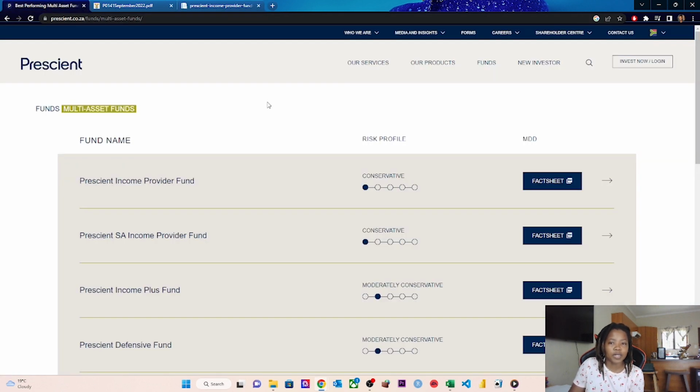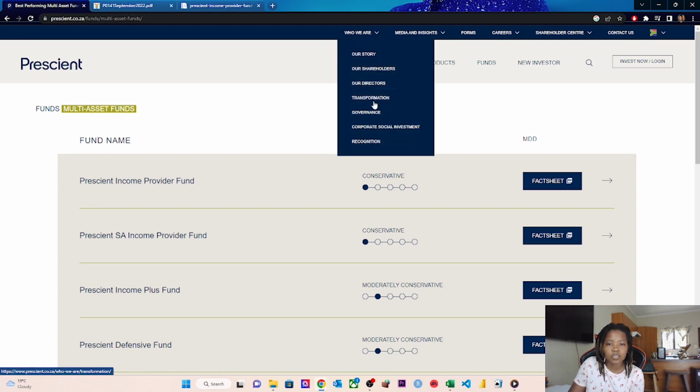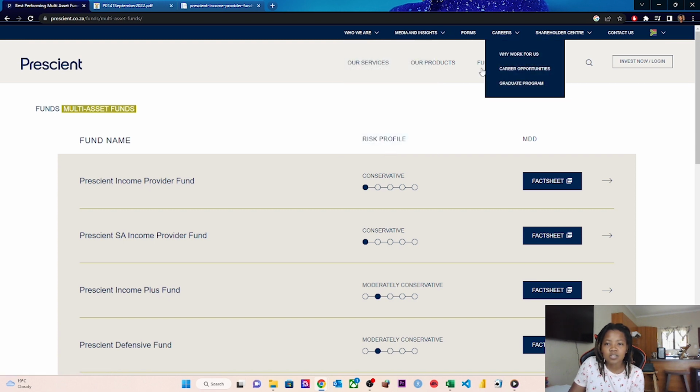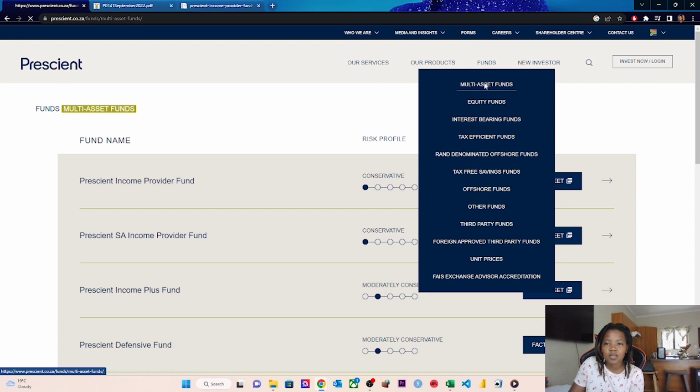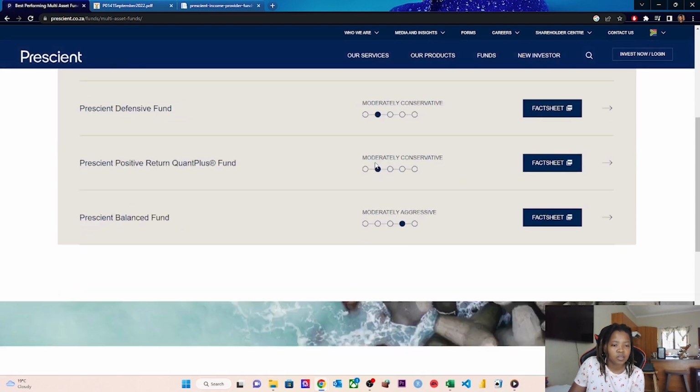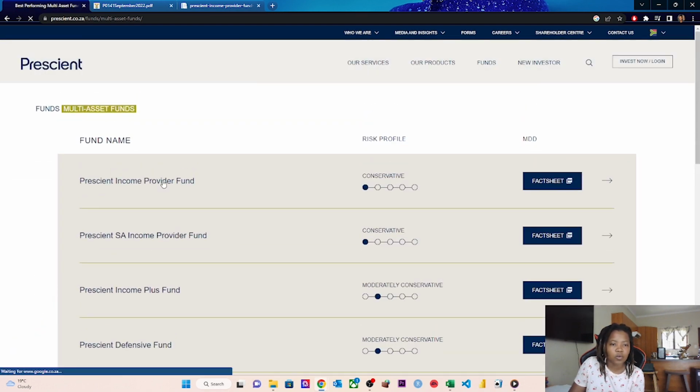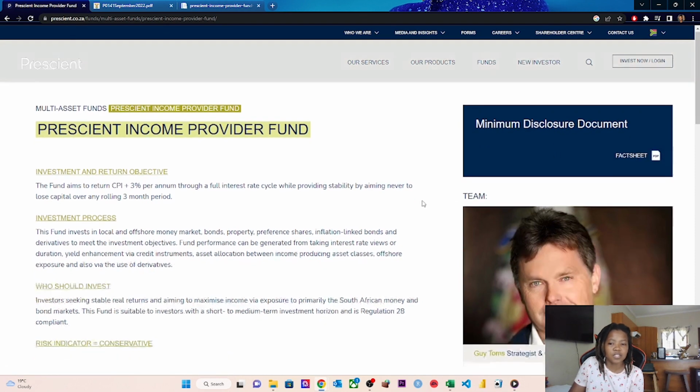So about the fund, the fund is managed by the Prescient interest-bearing team, right? So if you go back to Prescient, you can actually see the team. Who are we? It's not the directors. Let me see, funds. Okay, I don't know where you can look at the team. Okay, so here's the team, right?